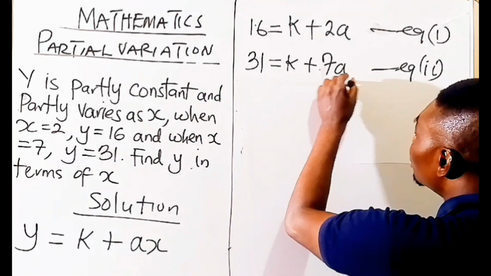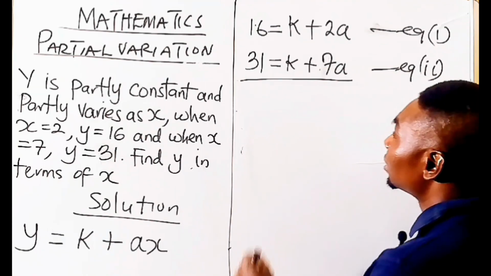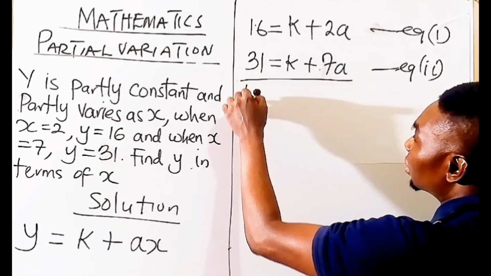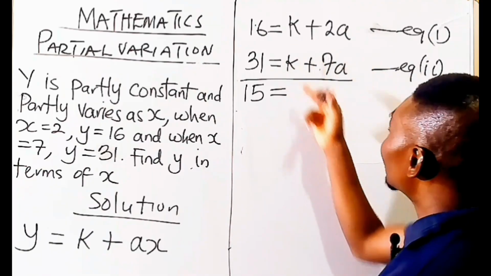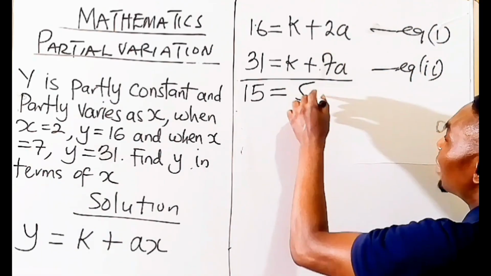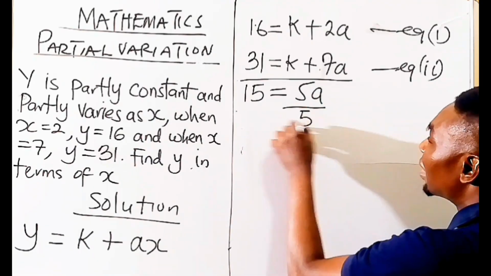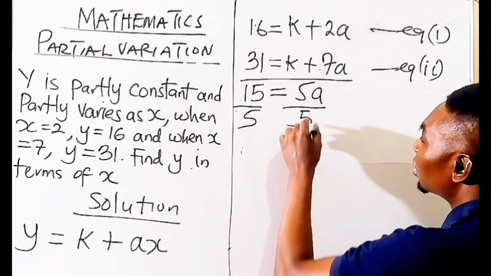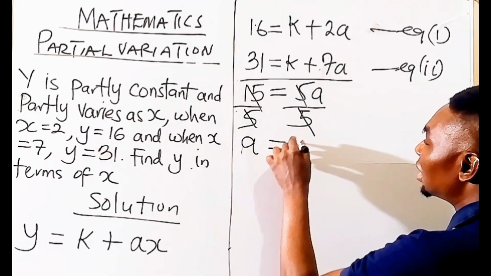So at this point, we have 31 minus 16, which is what? We have 15 is equal to k minus k, which is 0, and 7a minus 2a is 5a. So to get a, we divide both sides by 5. If you reduce to the lowest term, our a is equal to 3.